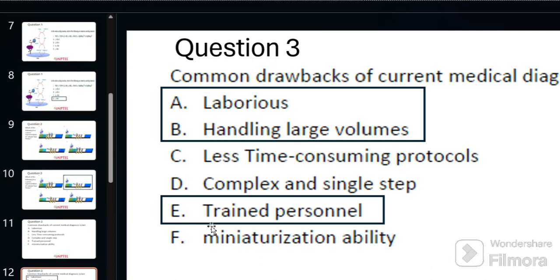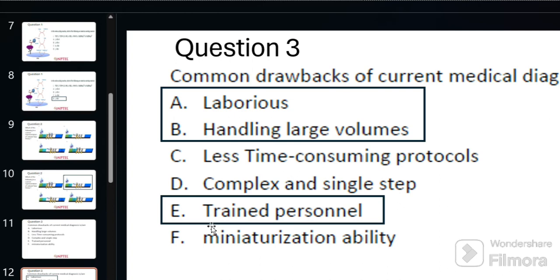So that is also not a characteristic of the current diagnostic method. E: you require trained personnel. Only trained lab technicians can actually do the tests inside the lab, whereas, taking the example again of a glucose monitor, anyone can do this testing with point of care testing devices.